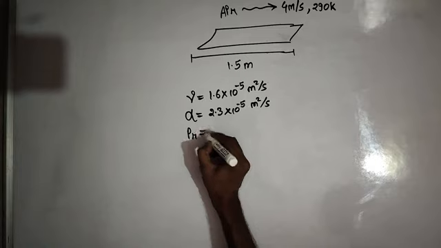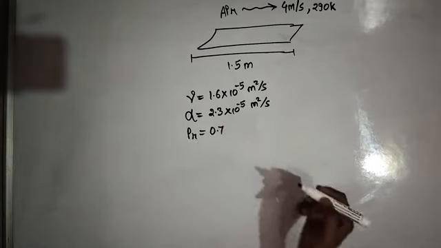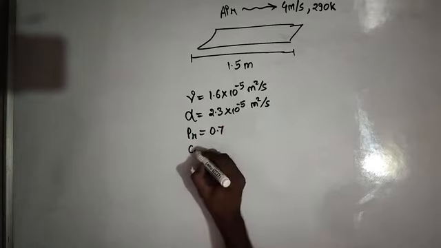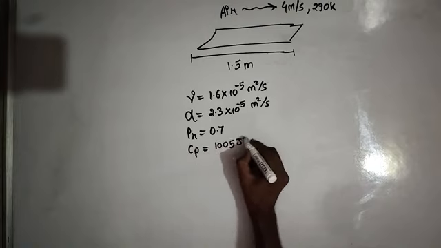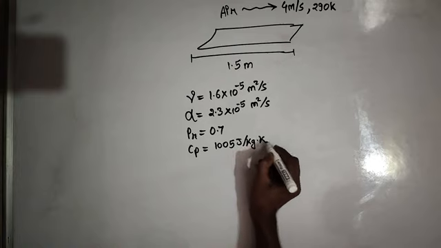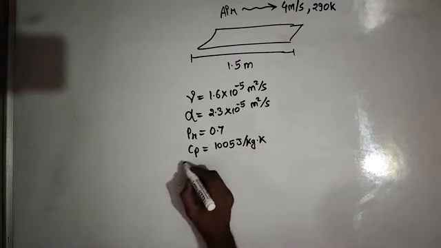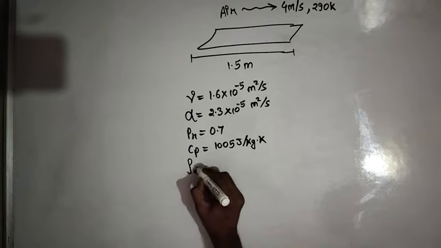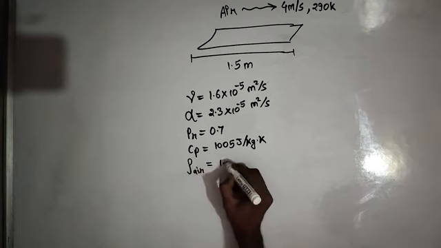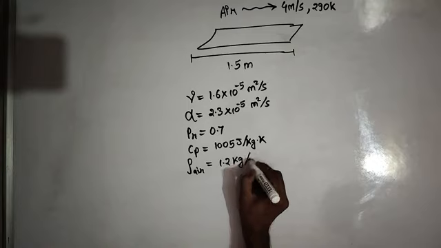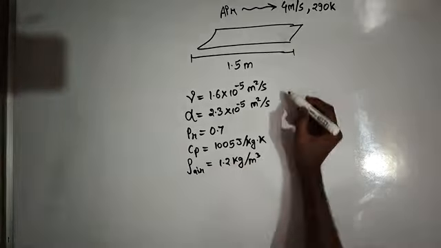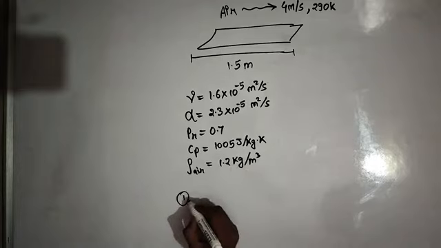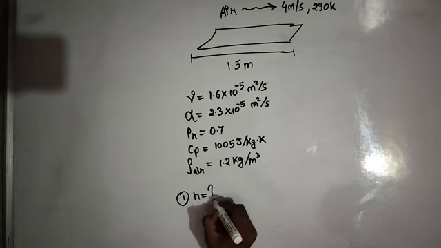Prandtl number is also given there, 0.7, and heat capacity is 1005 joule per kg Kelvin, and air density is given, which is 1.2 kg per meter cube. And we have to find, first, heat transfer coefficient, which is H.